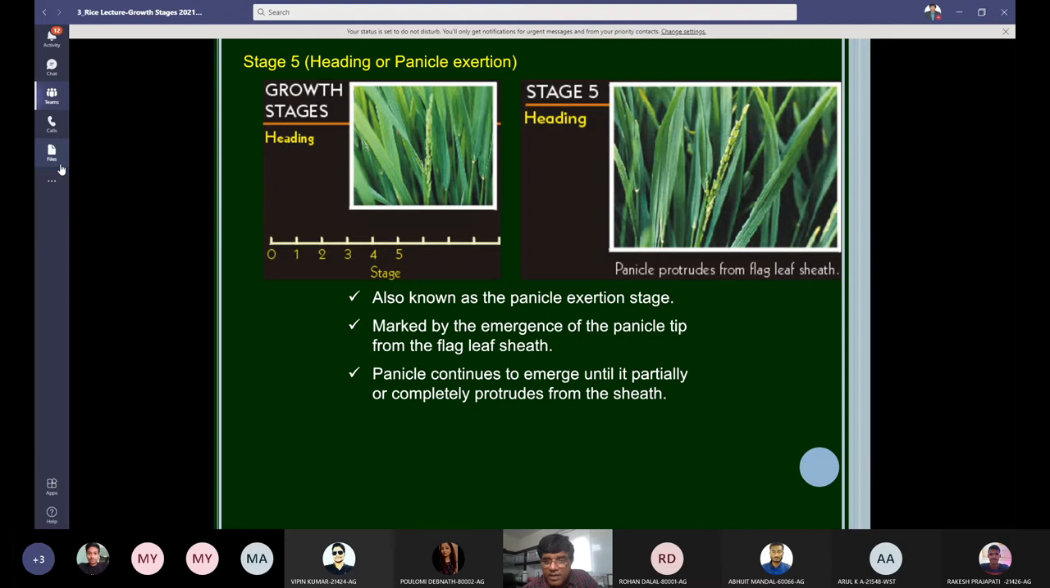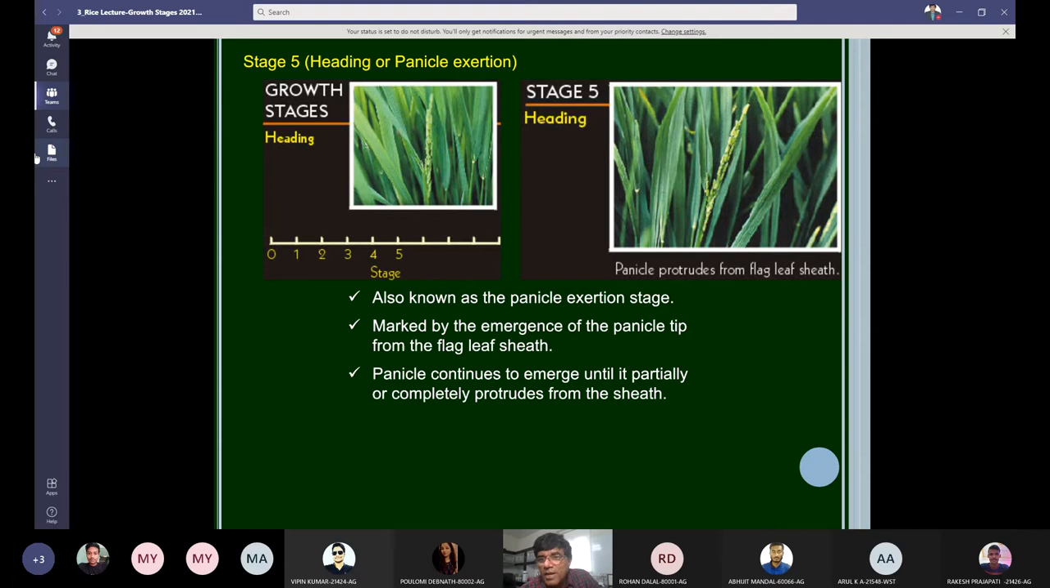Friends, actually it does not happen in one go. It does not happen in 5 minutes. The opening of the panicle, or exertion, happens very slowly. So normally it takes 2 to 3 days to completely come out of the flag leaf. In the beginning, the smaller fraction, or 1/3 fraction, of the panicle will be removed from the leaf, then the middle part, then the lower part. So it takes about 2 to 3 days to completely get the panicle exerted from the flag leaf.